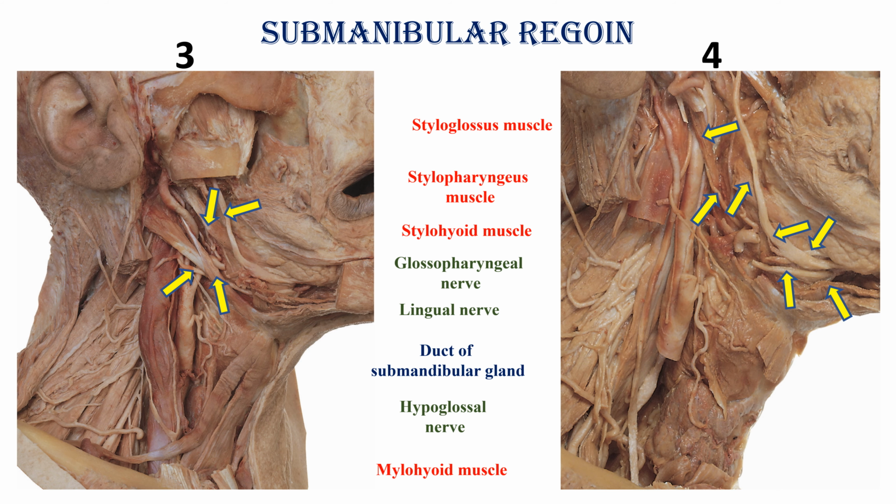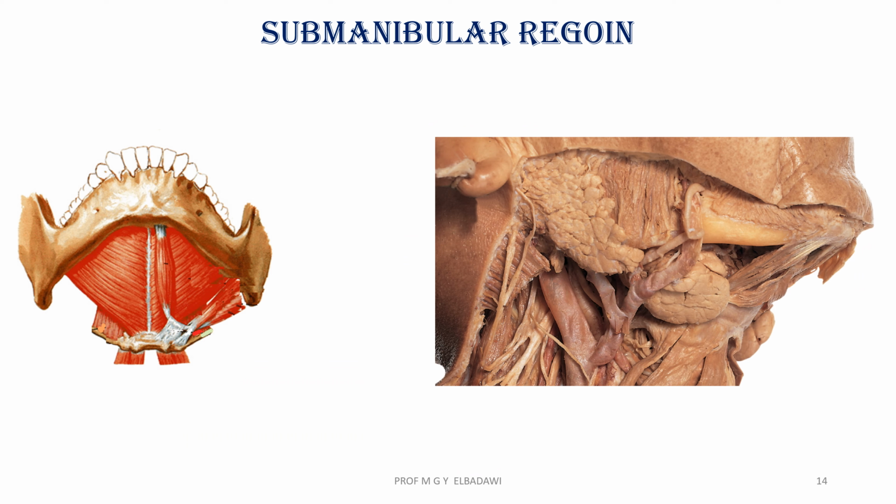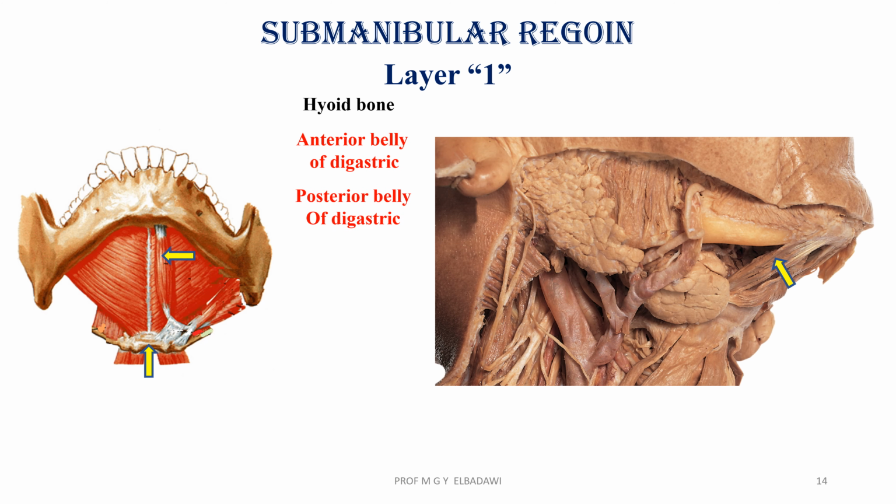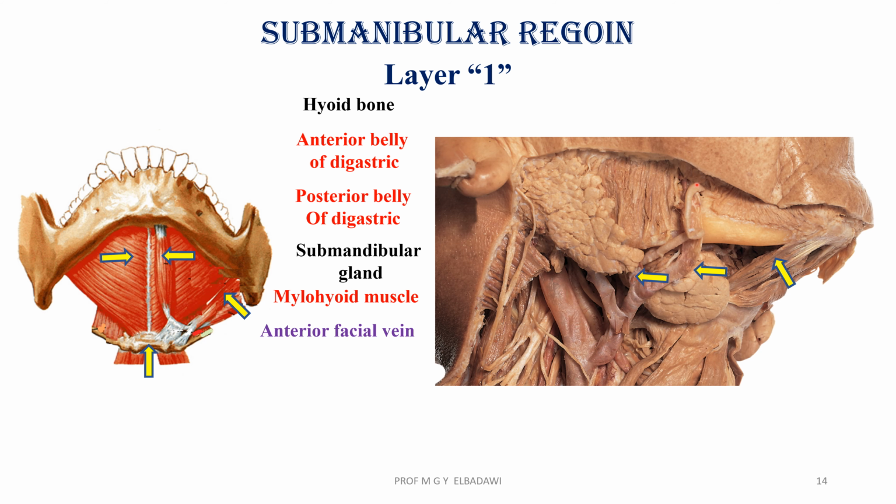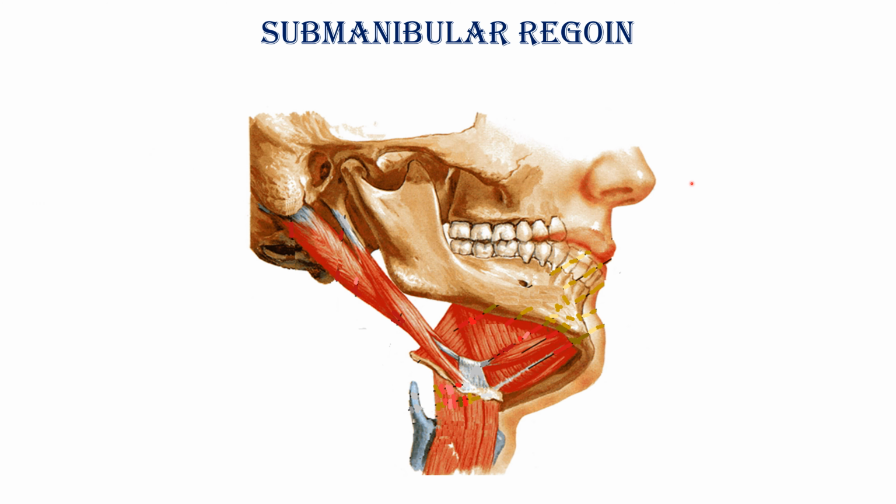So we have tried to show those layers by different means. Here, we'll try to show it again in some specimens and diagrams. That is the hyoid bone here, the lower level. That is the anterior belly of the digastric, here and here. That is the posterior belly of the digastric. That is the submandibular gland. And that is the mylohyoid muscle here. And that is the anterior facial vein, which we have seen, with the posterior and anterior divisions of the retromandibular vein, with the common facial vein. That is the first layer.